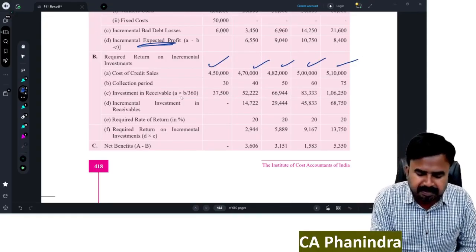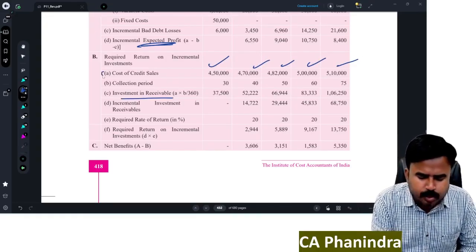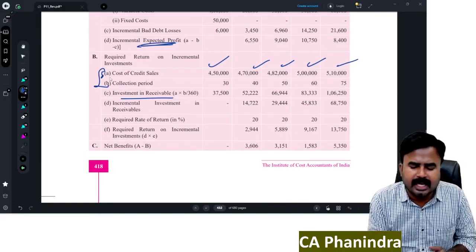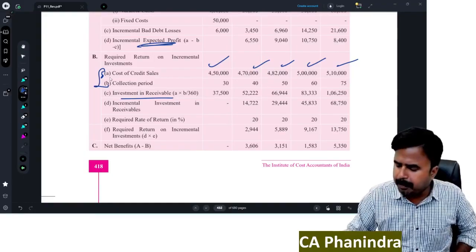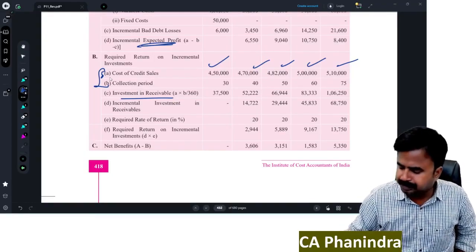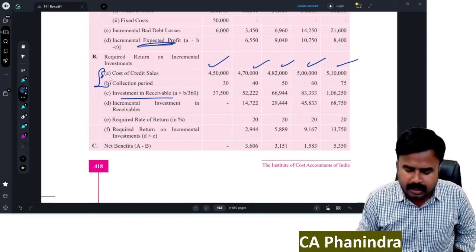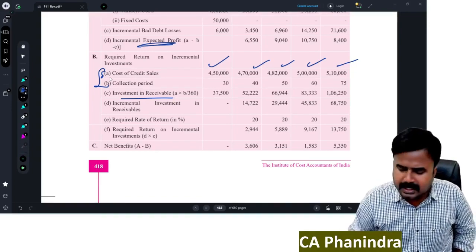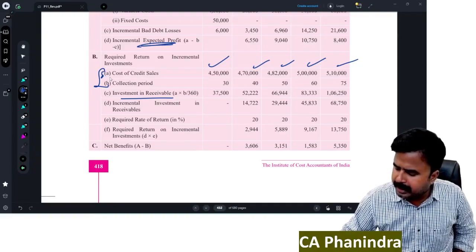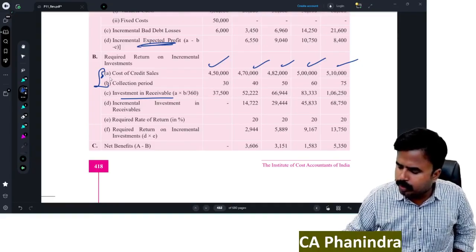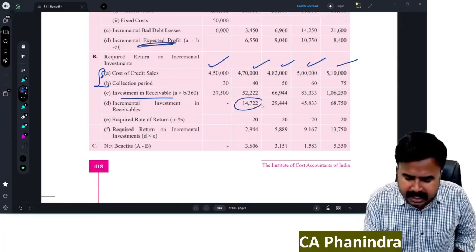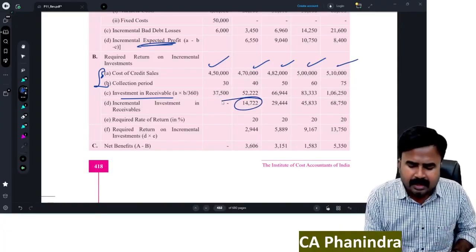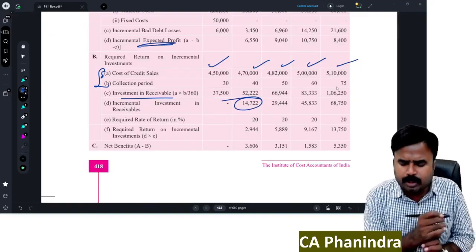And then calculate investment in debtors by taking these two numbers: cost of credit sales into debtors collection period divided by 360 days. For example, if you take the existing policy, 4,50,000 into 30 by 360, that is 37,500. Coming to policy A, 4,70,000 into 40 by 360, that is 52,222 minus 37,500 as my incremental investment in debtors. That is 14,722. Like that, you have to calculate investment in debtors with respect to all policies.